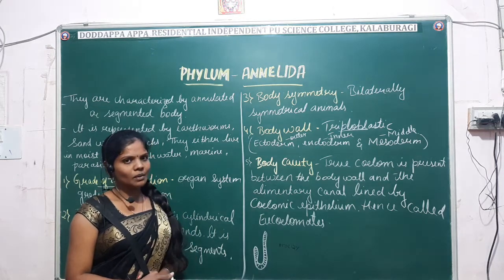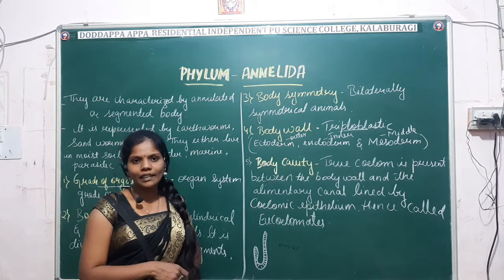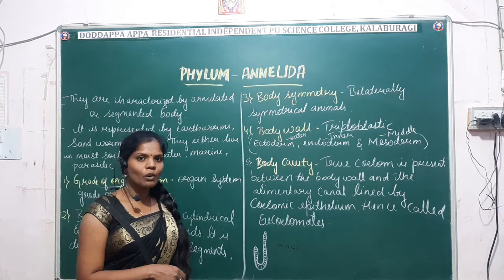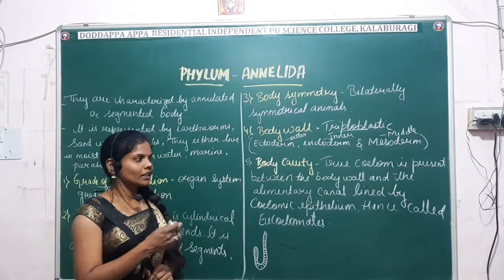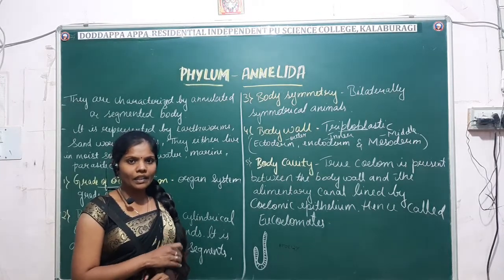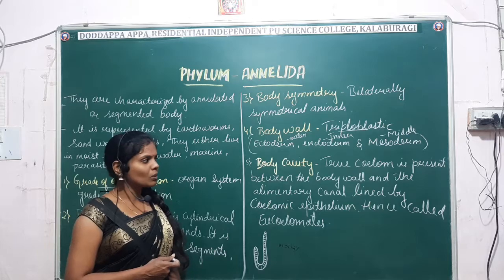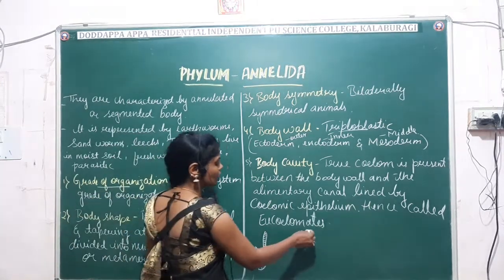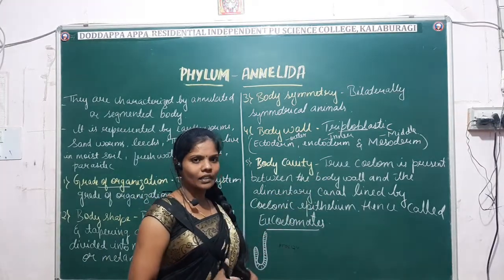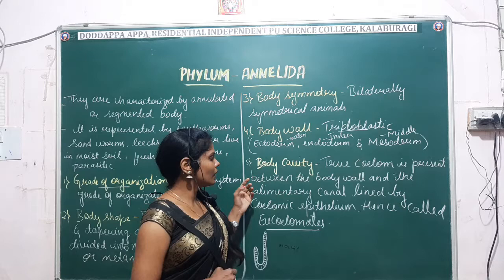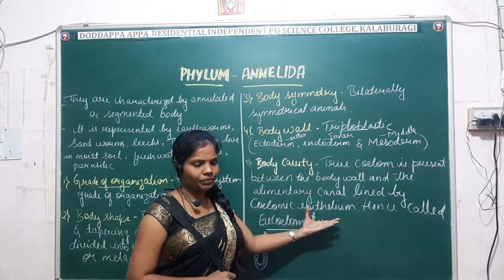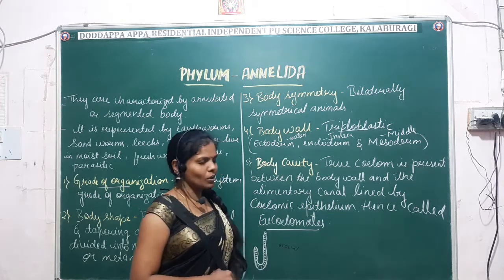Okay. Next comes the body cavity. Annelida are eucoelomate animals. Eucoelomate means that the coelom, or body cavity, is present between the body wall and the alimentary canal. Listen here, you can see that the true coelom is present in between the body wall and the alimentary canal, and it is lined by the coelomic epithelium. Hence we commonly call them eucoelomate animals.